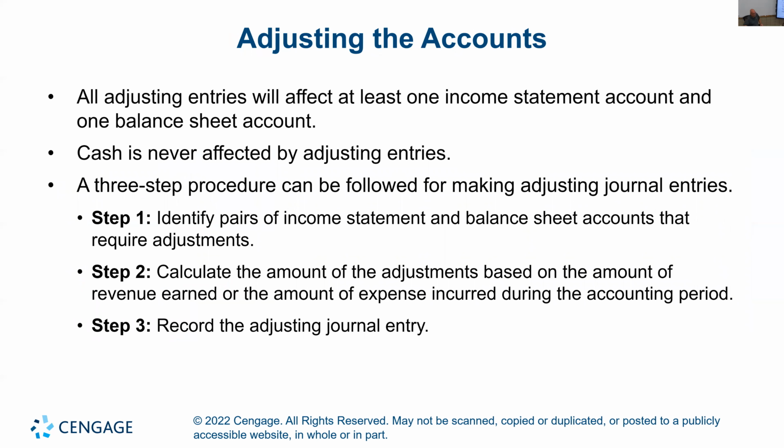All adjusting entries are going to affect at least one income statement and one balance sheet account, because the point of making these adjusting entries is basically to make sure our expenses and our revenues are correct for our income statement. But they're always going to be offset with a balance sheet account, so it's always going to affect both of those statements. So if we didn't do these adjusting entries, if we forgot to record the expense, it's going to make our income look higher than it actually is.